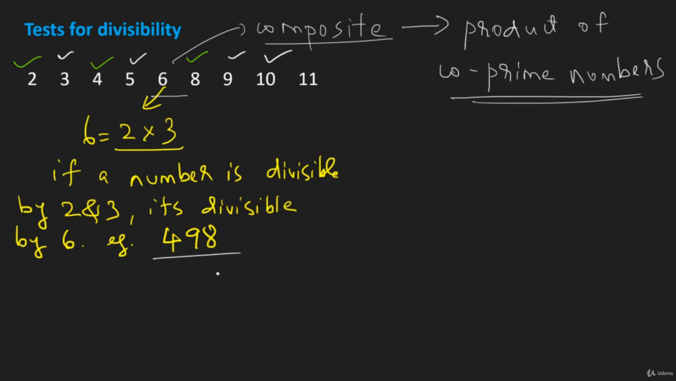For example, let's take the number 498. We can see that the unit digit is 8, therefore it's divisible by 2, right? We have learned the divisibility rule of 2. And what's the digit sum over here? 4 plus 9 is 13. 13 plus 8 is 21. 21 is divisible by 3. Therefore, 498 is divisible by 3, right? Therefore, because 498 is divisible by 2 and 498 is divisible by 3, we can see that 498 is divisible by 6. Now remember, over here 2 and 3 have no common factor other than 1. Let me make some space over here.